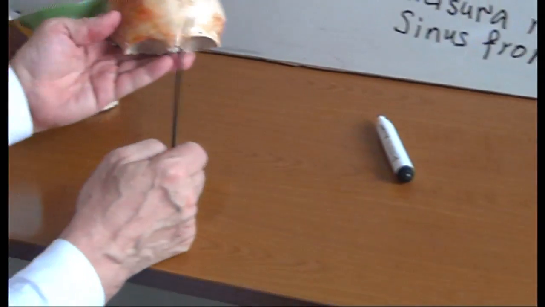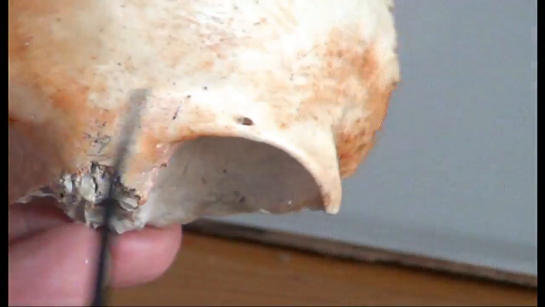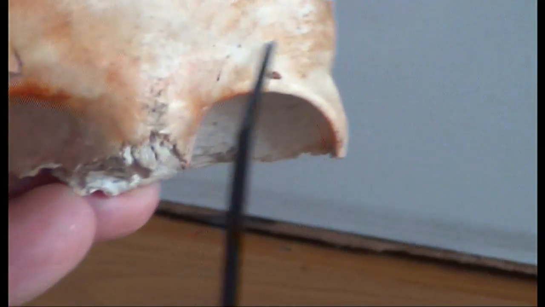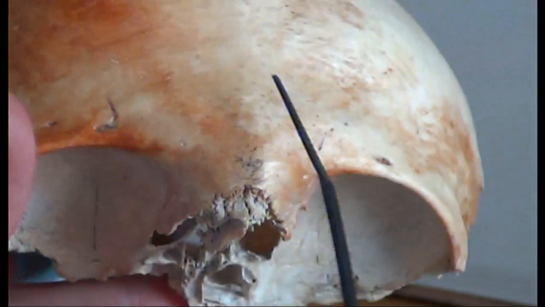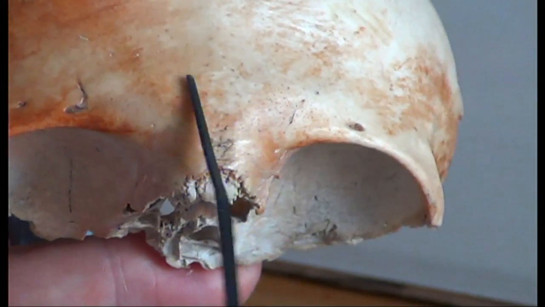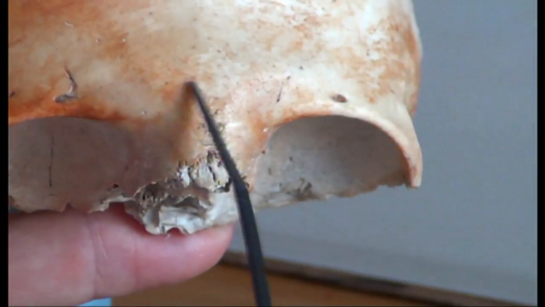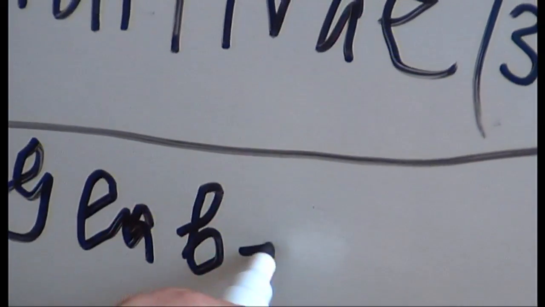And from the anterior part of the frontal bone, we can find this eminence, so-named glabella. This is glabella.